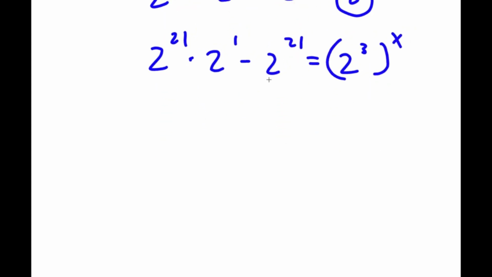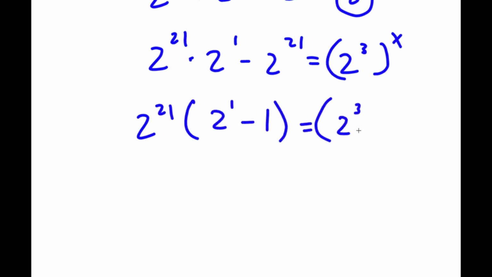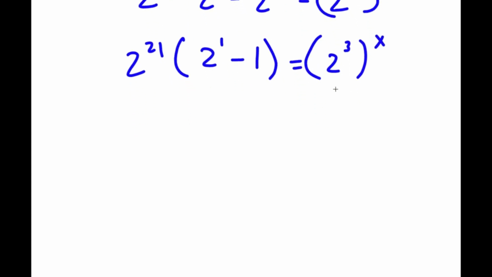Now, for my left-hand side, if I factor out 2 to the power of 21, I get 2 to the power of 21 times 2 to the power of 1 minus 1. This is still equal to 2 to the power of 3 to the power of x. Now 2 to the power of 1, that's equal to 2, and 2 minus 1 is 1. So I'm left with 2 to the power of 21 times 1 is equal to 2 to the power of 3 to the power of x.